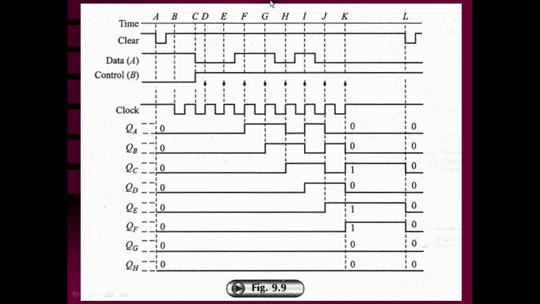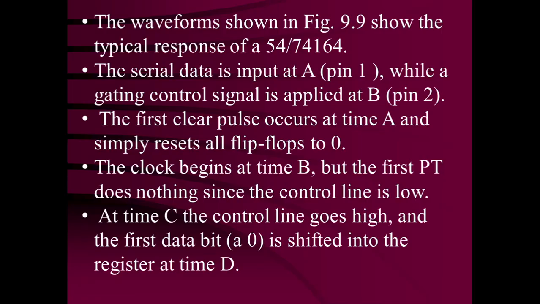So this way, this waveform can be explained, and that is written over here. The waveform shown in figure 9.9 shows the typical response of a 74164. A serial data input is at A, pin number 1, while a gating control signal line is applied at pin number 2, that is B. The first clear pulse occurs at the time A and simply resets all the flip-flops to zeros.